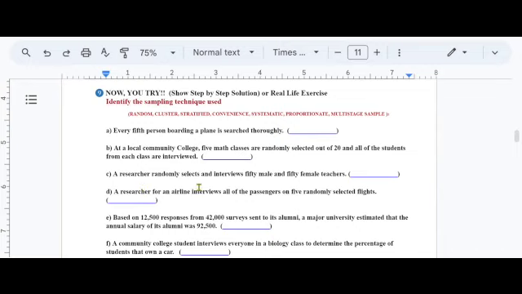At a local community college, 5 math classes are randomly selected out of 20, and all of the students from each class are interviewed. Very good. Well, how did you know? Because it says the word all. All, very good. And you select only 5 because how many community colleges do we have? So many, like 100. And we select only 5. And from these 5, we take all what? All students. Okay.